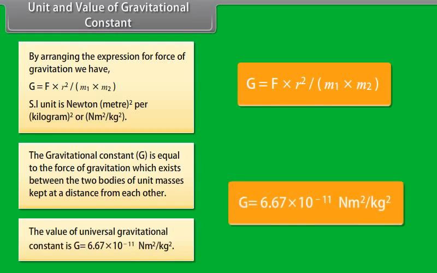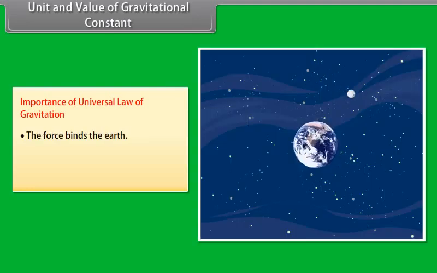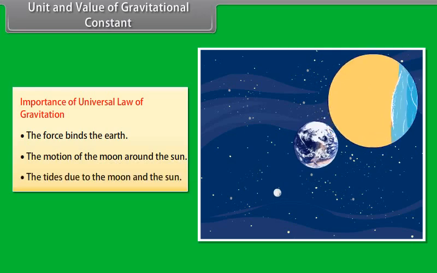The value of universal gravitational constant is G is equal to 6.67 into 10 raised to the power minus 11 Newton meter square per kg square. Importance of universal law of gravitation. The force binds the earth to the sun, the motion of the moon around the earth, and the tides due to the moon and the sun.